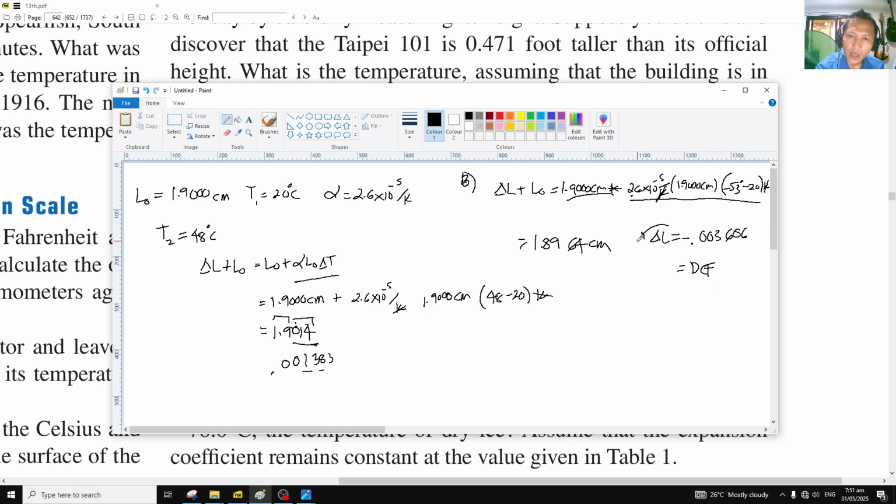So I think I will stick with computing delta L directly, unless the change is very large. Anyway, just take note of that for the quiz. Okay, thank you guys for listening.